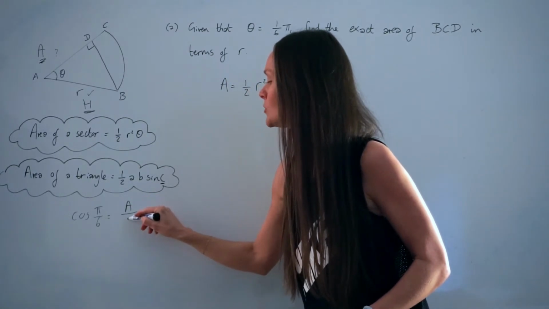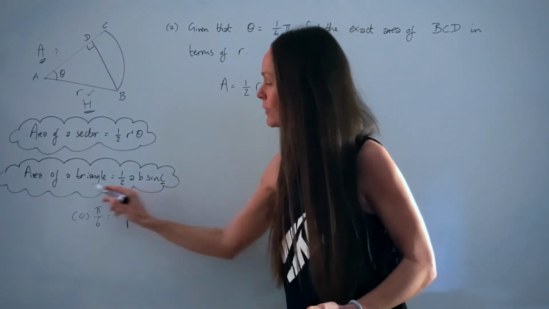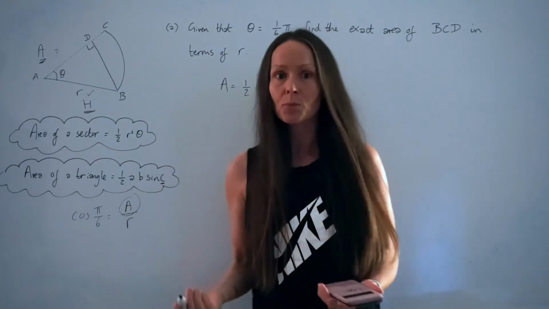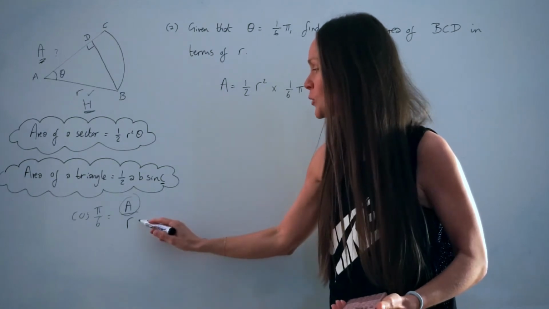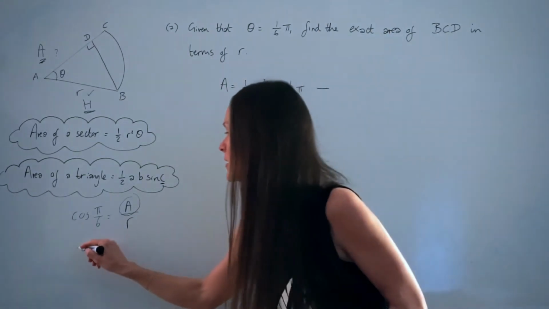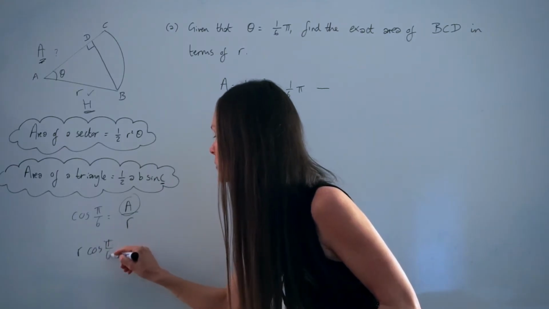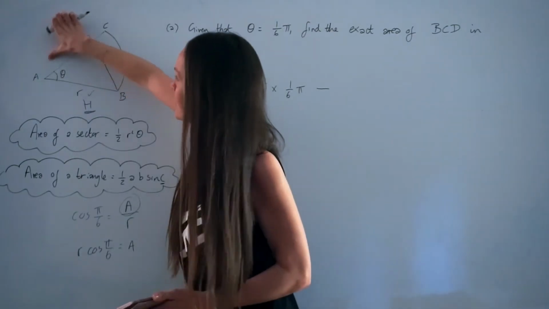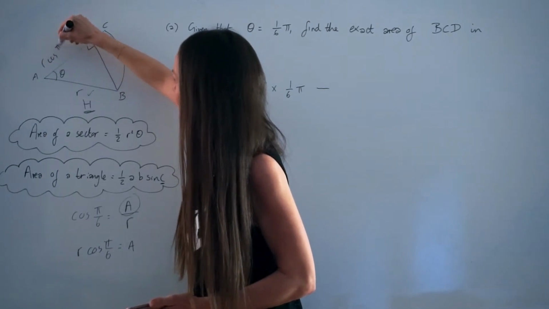And remember, the hypotenuse is r, okay? From here, we can rearrange this equation to make a the subject, to find an expression for the length AD in terms of r. So I'm going to multiply both sides of the equation by r. So r cos pi over 6 is equal to the adjacent side, okay? So this length here is equal to r cos pi over 6.